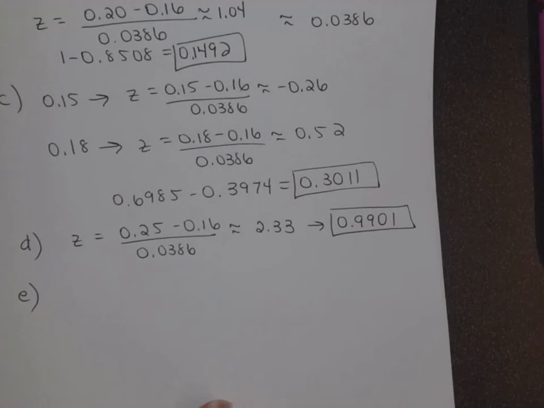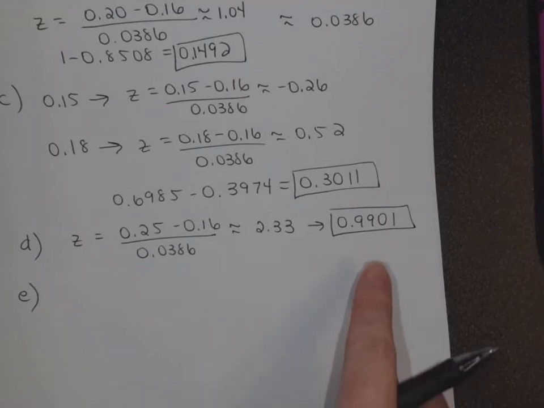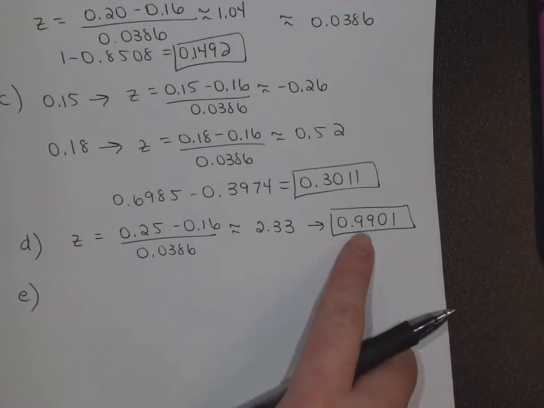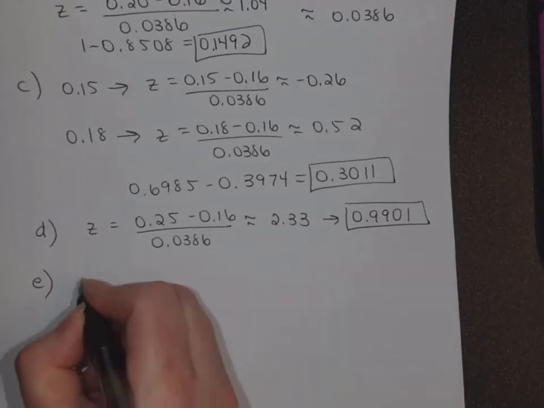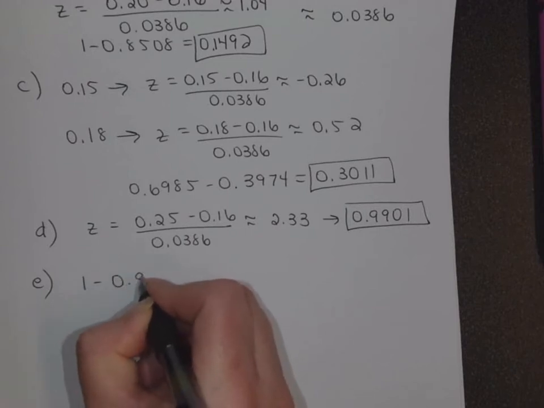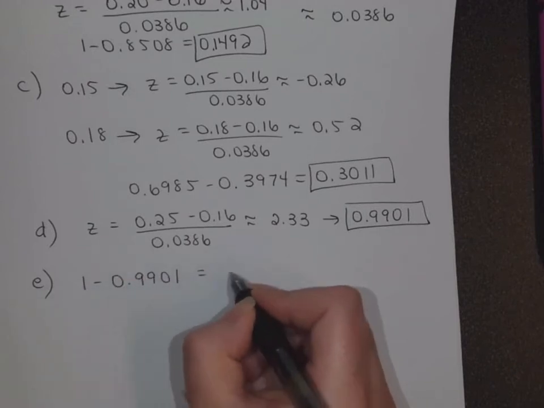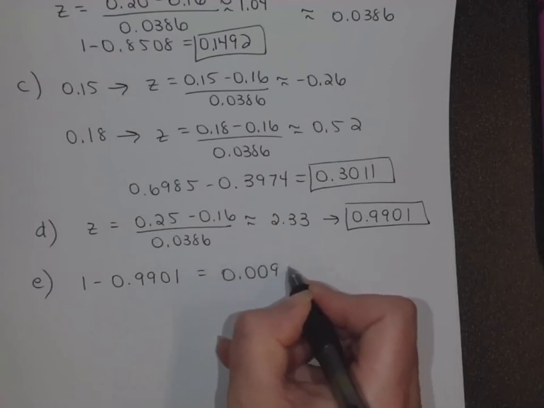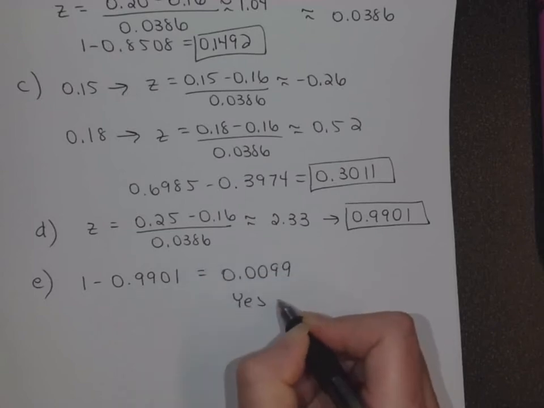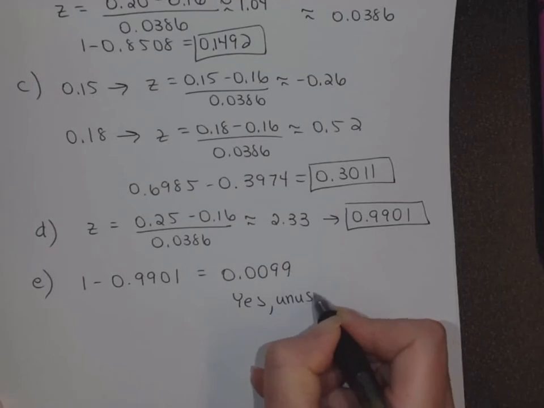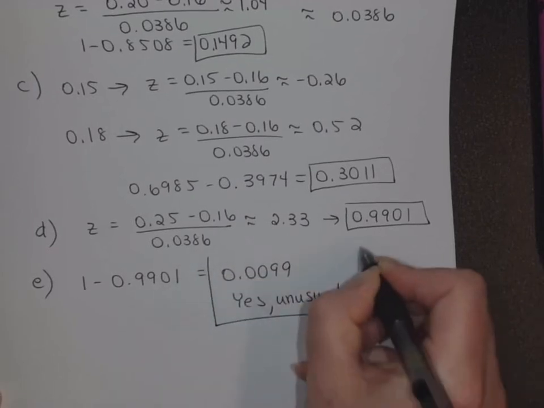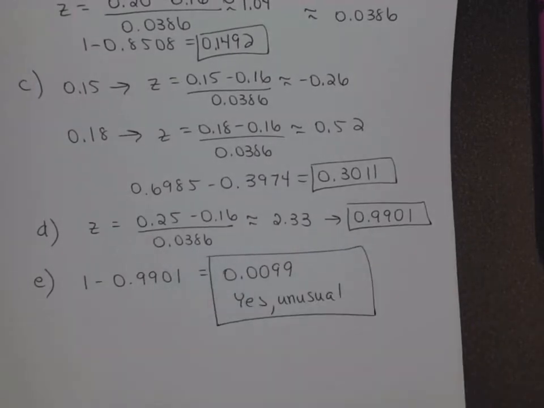And then I kind of misspoke. This one still is talking about the sample. So would it be unusual for the proportion to be greater than 0.25? Notice there's no need to start over. You already did less than 0.25 here, so you can just do 1 minus that. Notice the z-scores would all be the same, right? So you'll get 0.0099. So yes, unusual. Anything less than 0.05 is unusual.